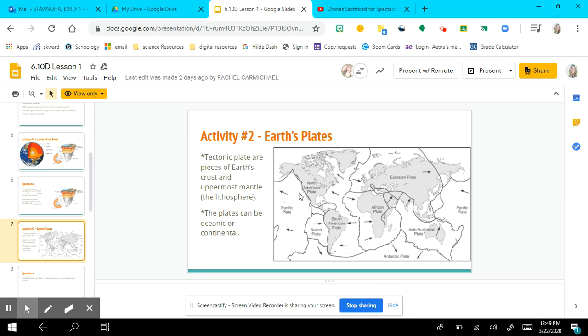Right here, we have something very famous called the San Andreas Fault. Many of you will recognize that name, the San Andreas Fault. It's over here in California. The fault line is something that happens at transform boundaries, where they slide past each other.